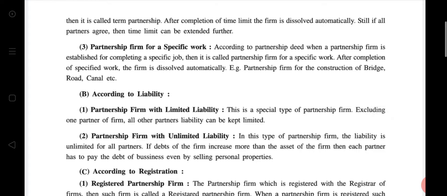Then partnership firm for a specific work. According to the partnership deed, when a firm is established for completing a specific job, then it is called a partnership firm for a specific work. After completion of the specified work, the firm is dissolved automatically. For example, a partnership firm for the construction of a bridge, road, canal, etc. When the construction work is finished, the partnership firm is dissolved automatically. Is it clear?